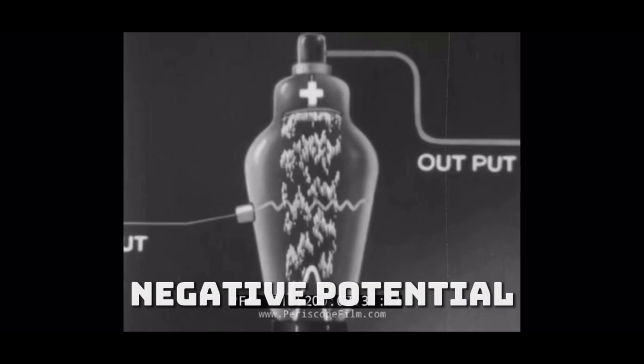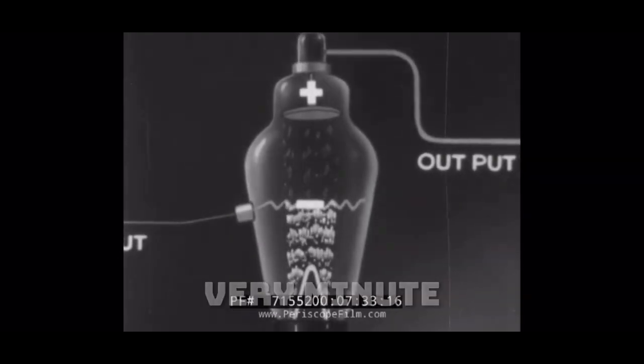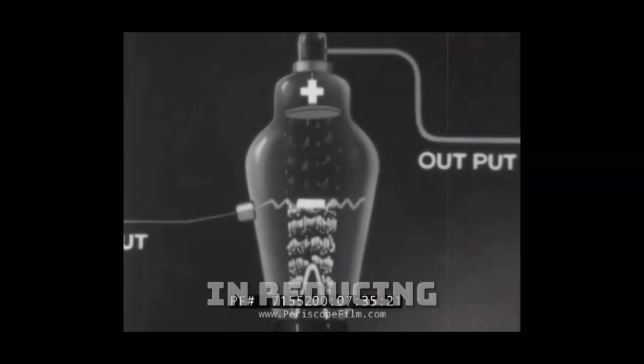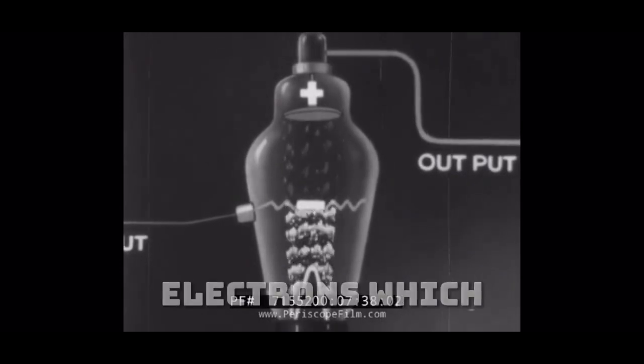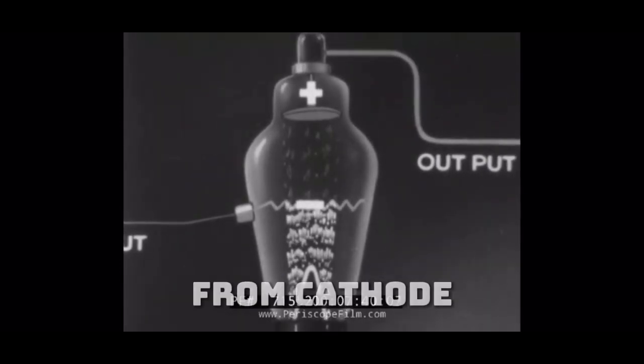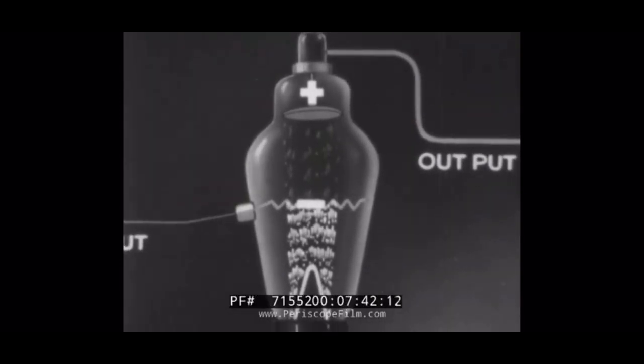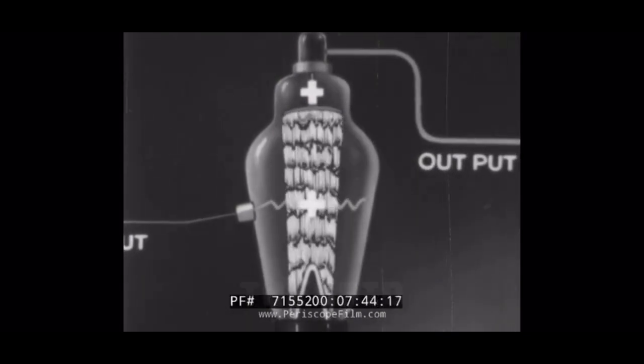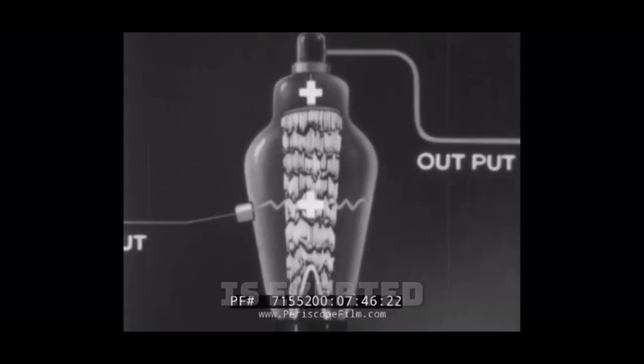Any time a negative potential is impressed on the grid, even though it be very minute, it has a large effect in reducing the number of the negatively charged electrons which would otherwise keep flying from cathode to anode. Conversely, when the grid is positive, an equally large effect is exerted in increasing the flow of electrons from cathode to anode.